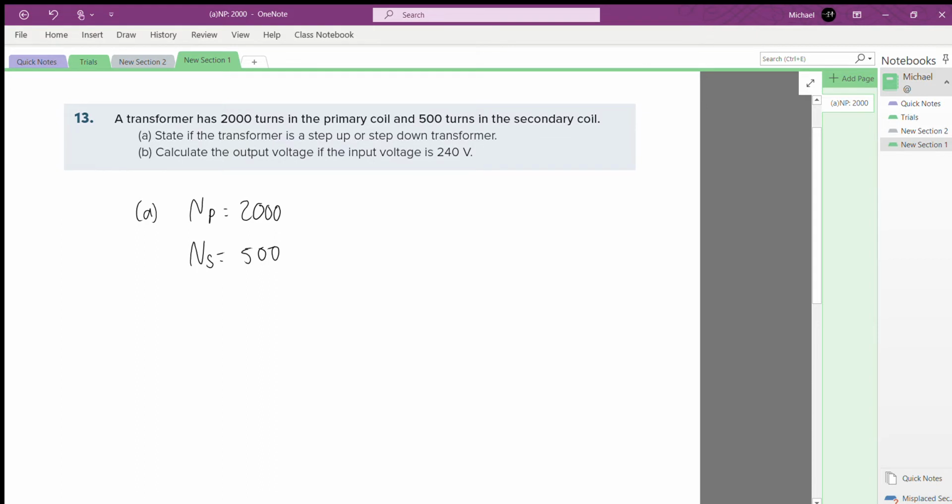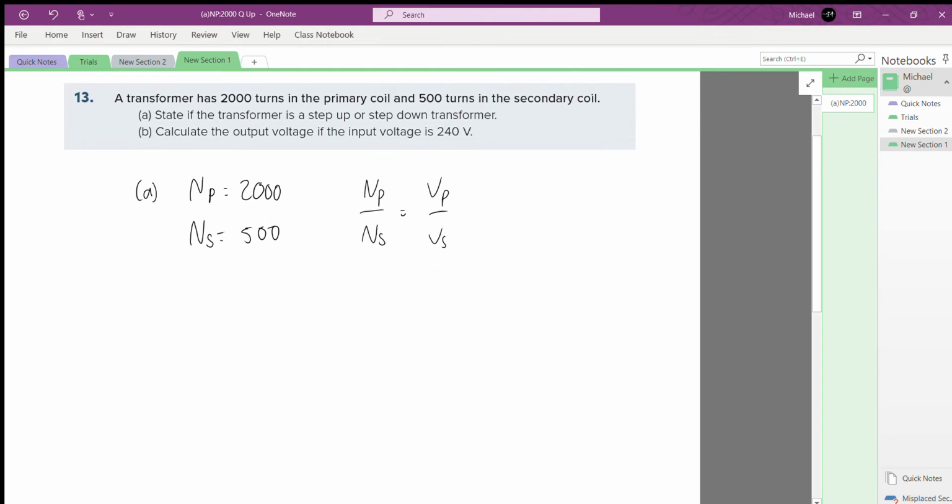Now we know that the relationship between the primary and secondary voltages and the number of turns in the primary or secondary coil is given by NP over NS equals VP over VS. Therefore, if the number of turns in the primary coil is greater than the number of turns in the secondary coil, the voltage in the primary coil is greater than the voltage in the secondary coil.